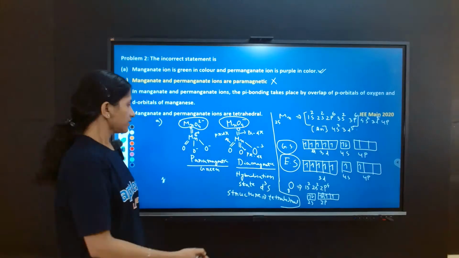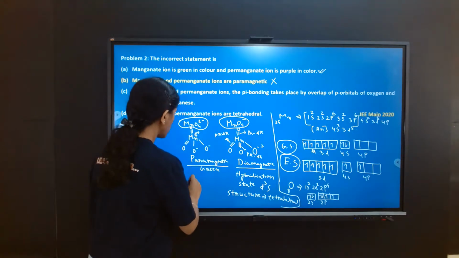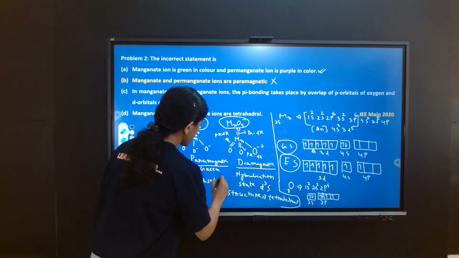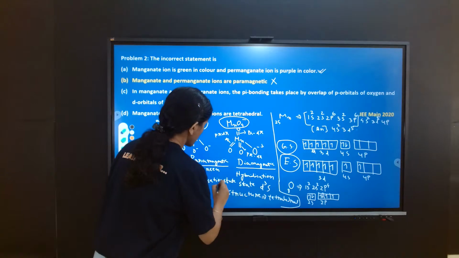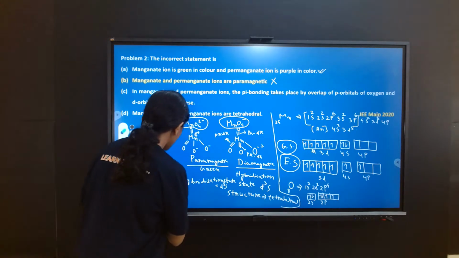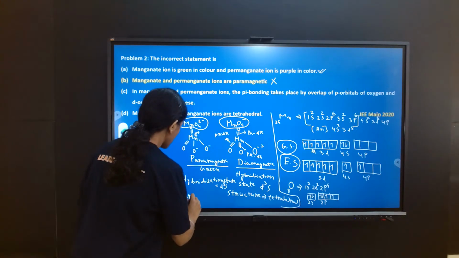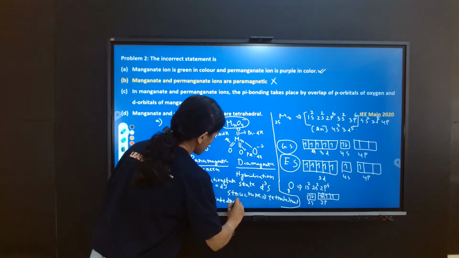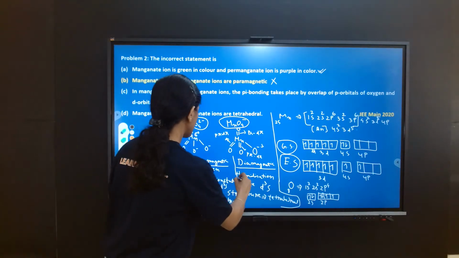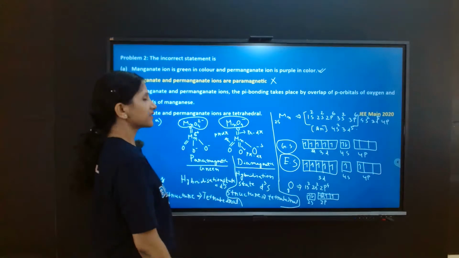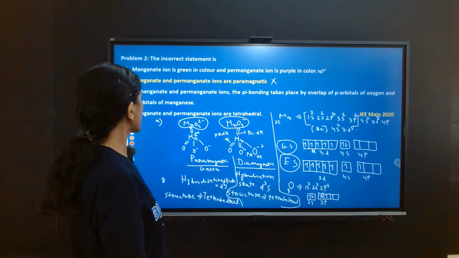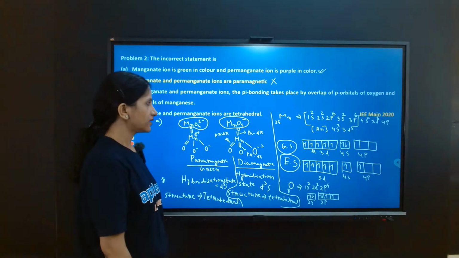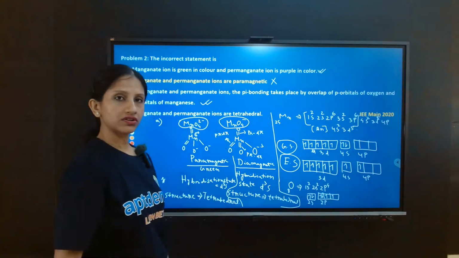Right? Similarly, for manganate ions, it would be the same hybridization state, sd3, and the structure is tetrahedral as well. Right? So you can easily say that option C, or statement C, is correct, because it says that in manganate and permanganate ions, the pi bonding takes place by overlap of p orbitals of oxygen and d orbitals of manganese. It is a true, correct statement.